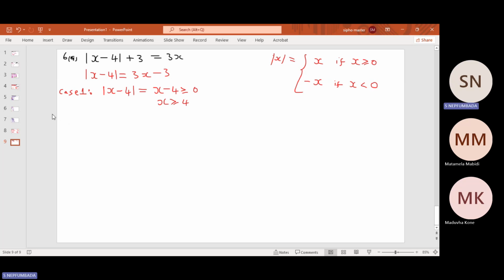So it simply means we're going to substitute the one for positive on there. It means our x minus 4 is equal to 3x minus 3. Then we solve for x, we take this one to the side, it's going to be minus 2x equals 1. Then we divide by negative 2, we get negative 1 over 2. Therefore, since we said x is greater or equal to 4, then we reject the solution.